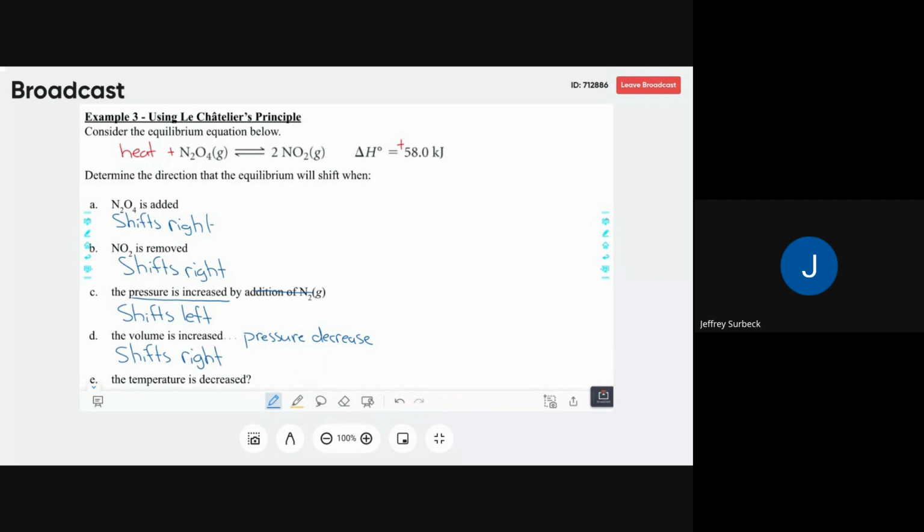All right, now temperature is decreased. View it as a substance here. If we took heat away, it shifts to the same side. So shifts which way? Left. Yep. Okay. Questions?